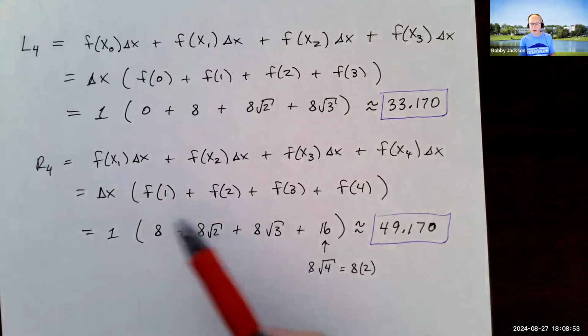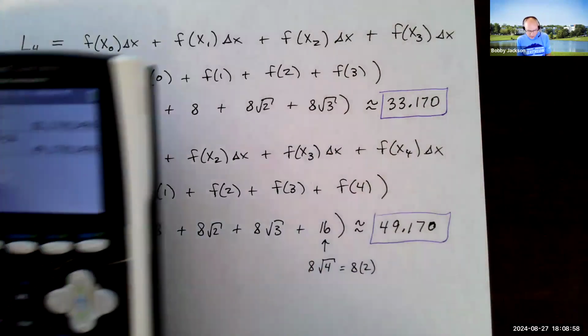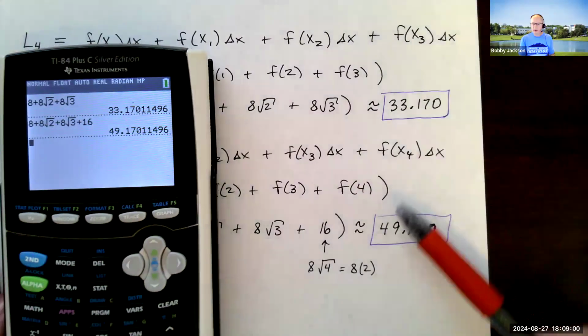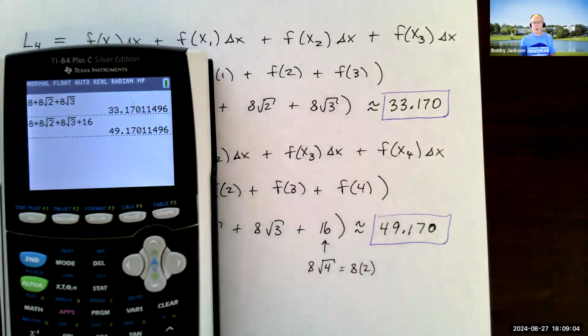So I'm going to add basically just 16 to this. In fact, you can see 16 more than 33.170 is 49.170. I've done it in here, so you can see that as well. So again, rounding to 3 decimal places, those are the 2 results. Pretty easy, hopefully. Hope, again, as always, that this is helpful.